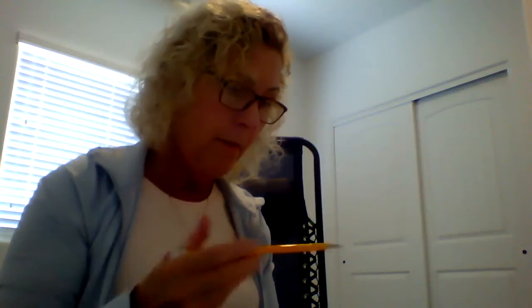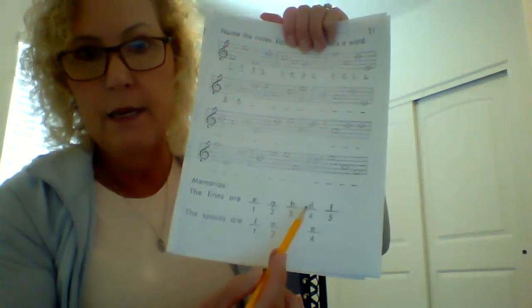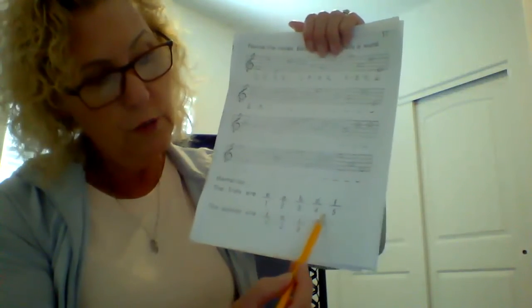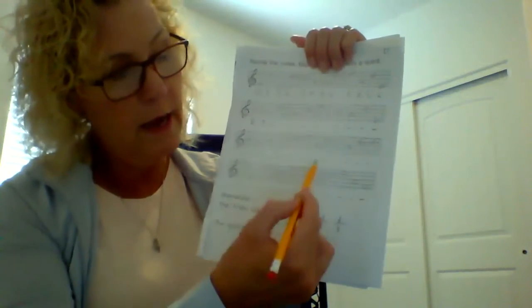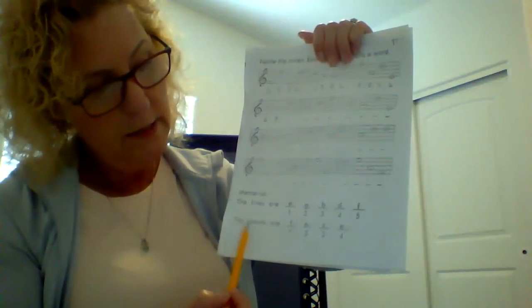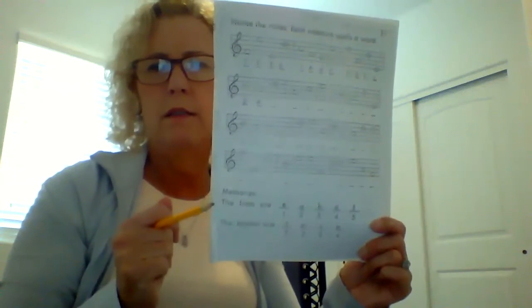It says, memorize. The lines are E, G, B, D, F. And it shows you 1, 2, 3, 4, 5. We've been using that, haven't we, that formula? The spaces are F, A, C, E. So I'm going to memorize those. Now, how am I going to do that? Well, I've already given you your hand staff. That helps you memorize them.